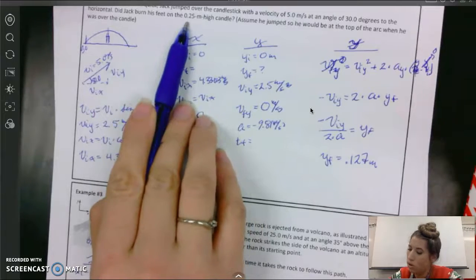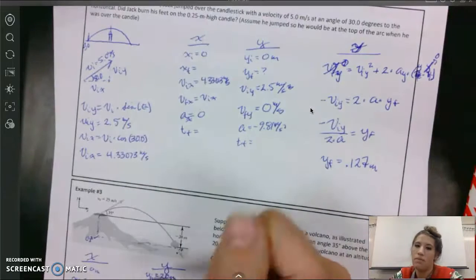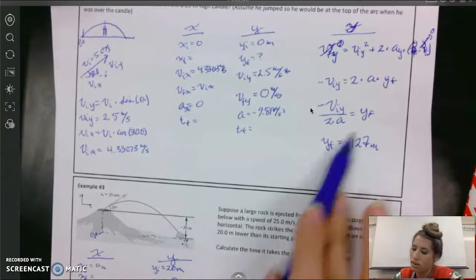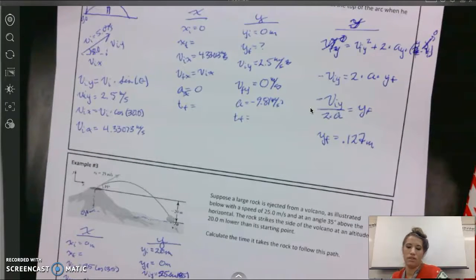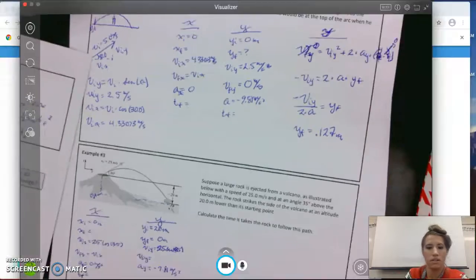And so did Jack burn his feet? If the candle is 0.25 meters, yes, he didn't make it over the candle. He could only go this high, not that high. Okay, where are we at time-wise?